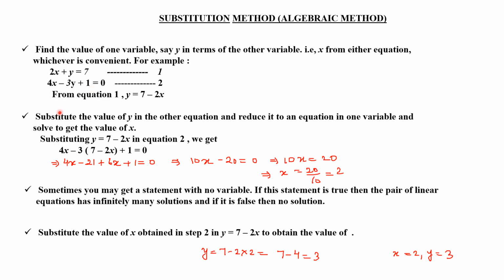Okay, so I will just show when you put x as 2 and y as 3 in the first equation. So LHS is 2 into 2, 4, 4 plus 3, 7, and your RHS is also 7. So it means your answer is correct.